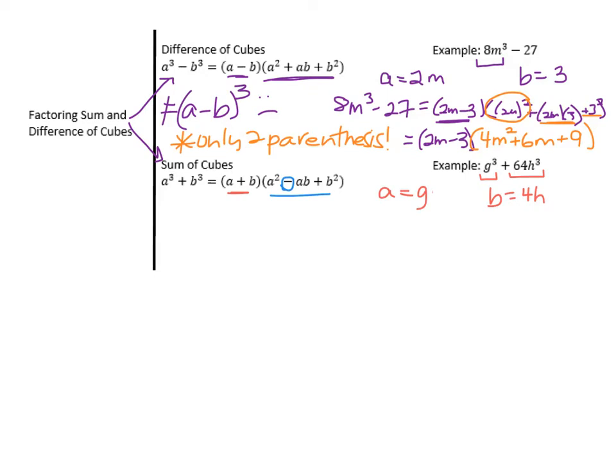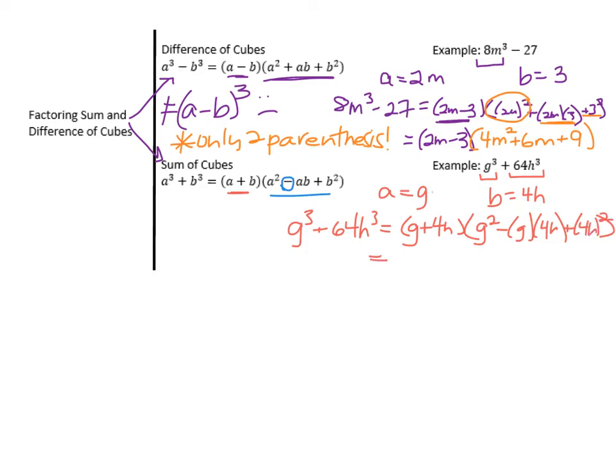We know our a, we know our b. Therefore, g cubed plus 64h cubed will again equal a little parenthesis and a big parenthesis. I'm going to make this one even bigger. The first parenthesis is just going to be a plus b, or g plus 4h. In that second parenthesis, that's going to be the first term squared, or a squared, which is just g squared. But then notice the formula is minus. Then it's g times 4h, and then it's plus b squared, which is going to be 4h squared.